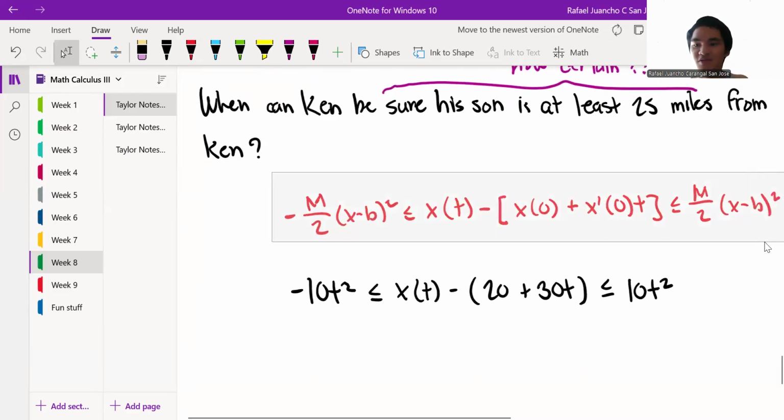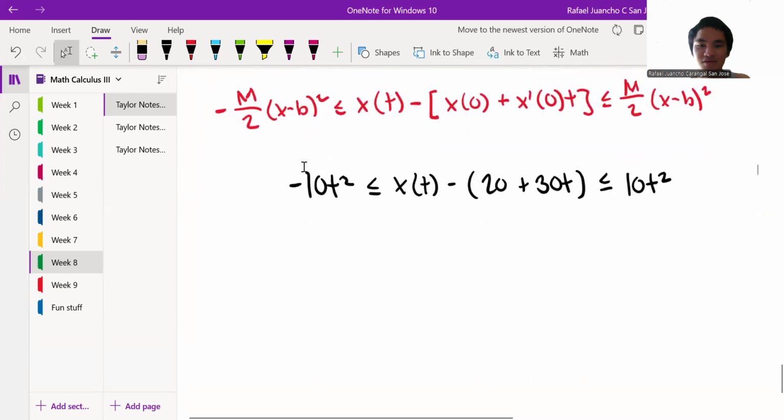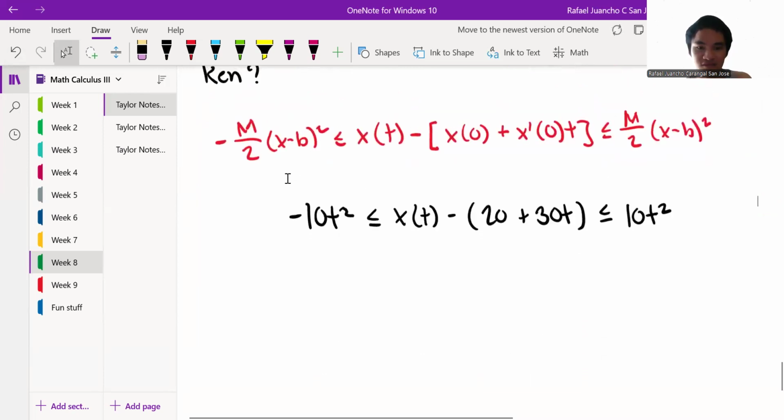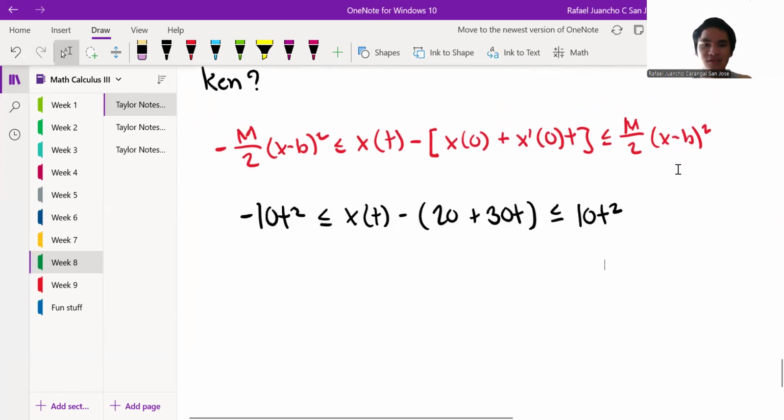I don't know. Maybe it's just a tool for Taylor series. I'm not sure. So that's the formula that I can see, right? I could be wrong, I don't know, but that's something I could see here. Okay. So that's what we did.